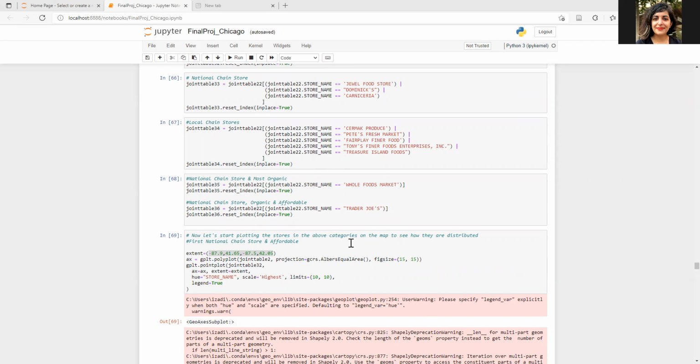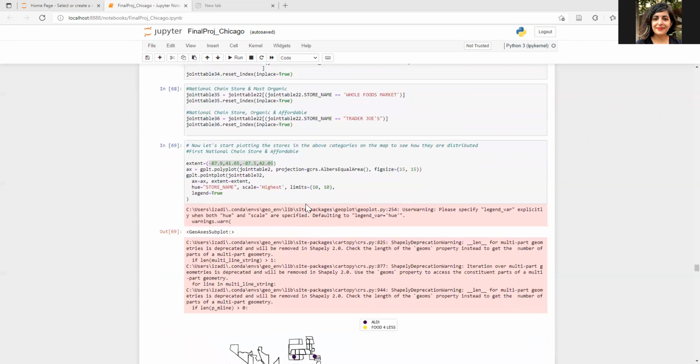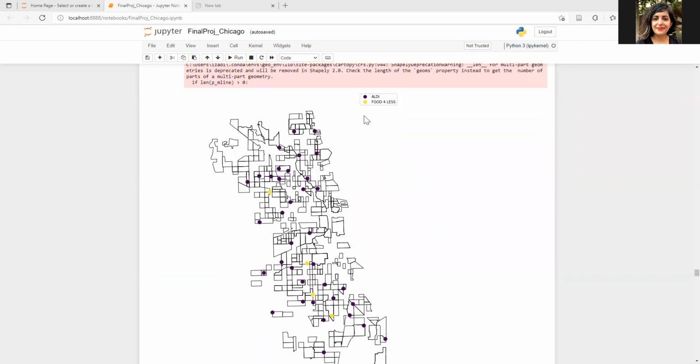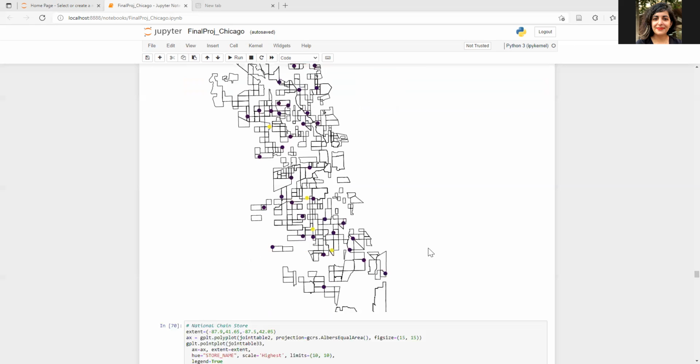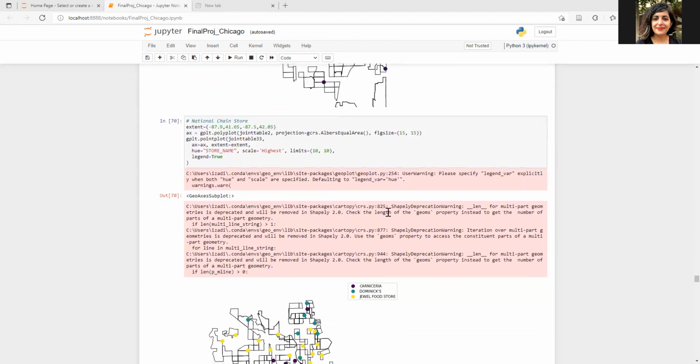So I looked at the distribution of these 5 categories over the map to see what's going on. So Aldi and Food for Less, my most affordable national grocery stores. I see that actually the distribution of Aldi and Food for Less is somehow similar all around Chicago. And actually, Food for Less is more gravitated towards the south. So in terms of Aldi and Food for Less, looks like there is equal access.